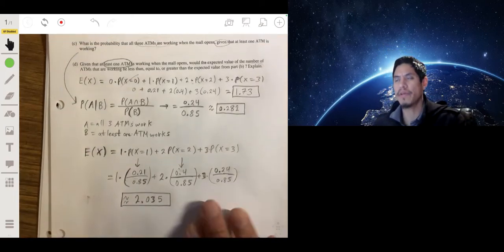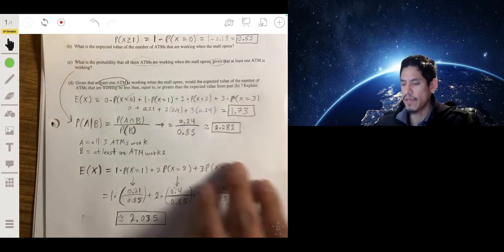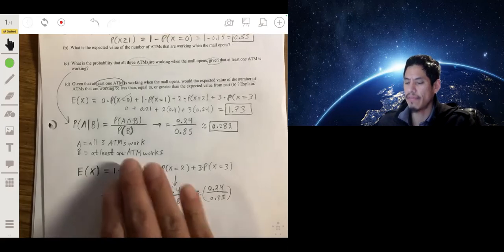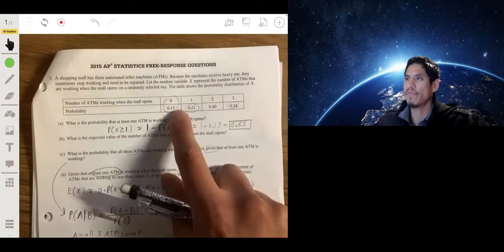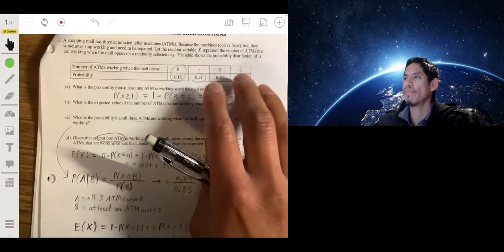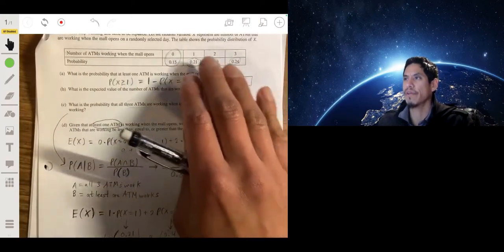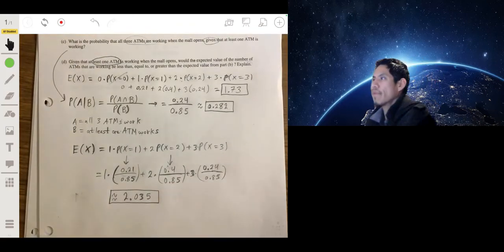So again, when they're asking you to explain it, you could say it in words. You don't actually have to do this. You would say that since we take away the possibility of there being no ATMs working, all of these are going to increase their probabilities proportionally. So they're all going to be divided by that 0.85, which is what we're doing there. All right, and that's it for that.